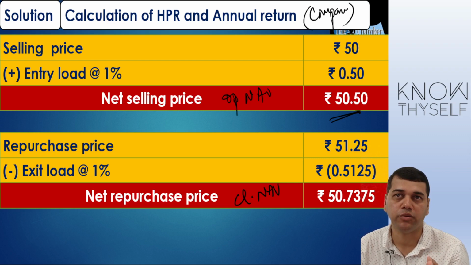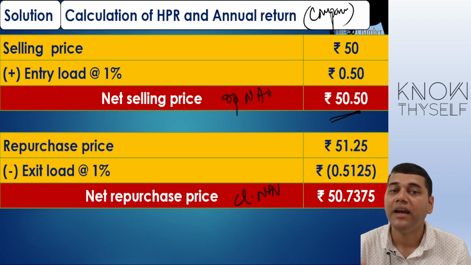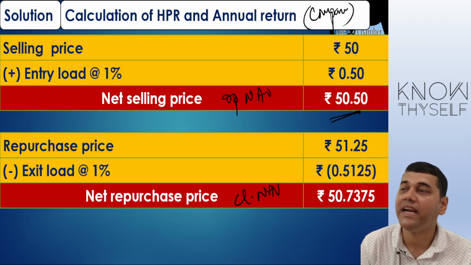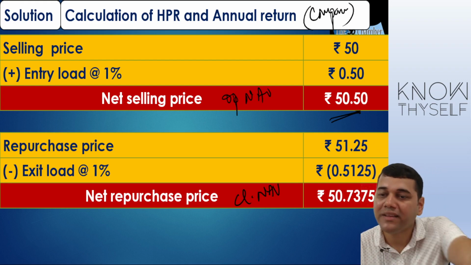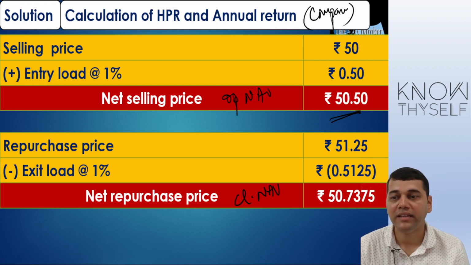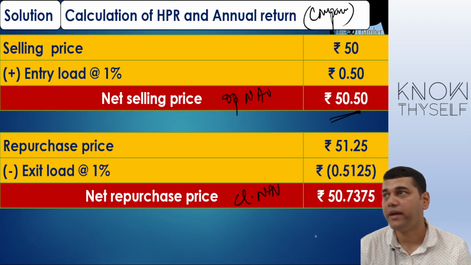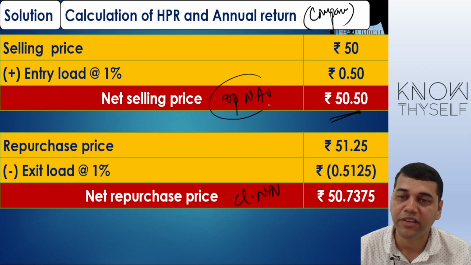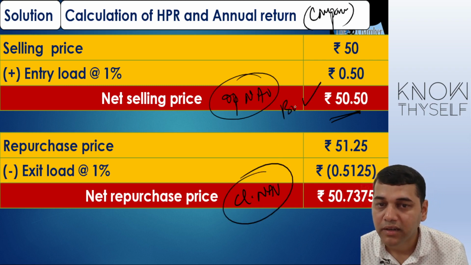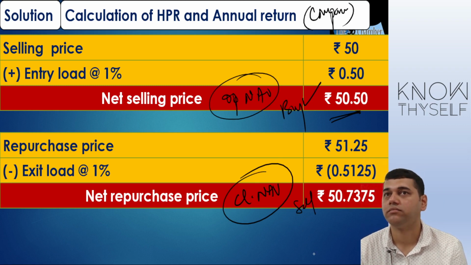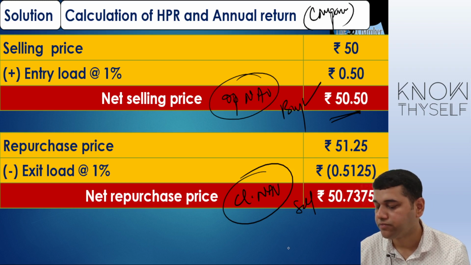From two different perspectives. If you are talking from the perspective of a company, the company says, look, I am selling to you at 50 plus entry load. This is my selling price. At what price will I buy back from you? It is the repurchase price, 51.25 minus exit load. So from an investor's perspective, this is my opening NAV. This is my closing NAV. This is the price at which I am going to buy. This is the price at which I am going to sell. No confusion, no?